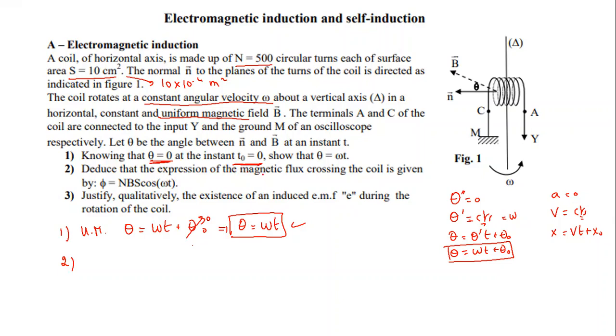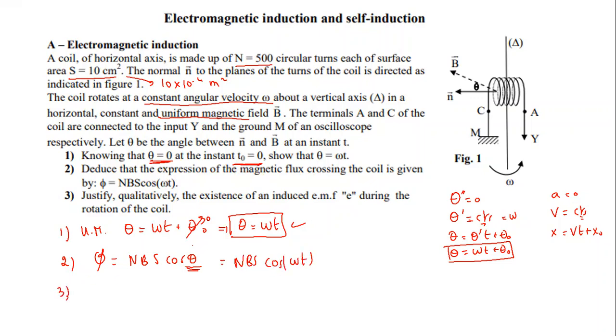2. Deduce that the expression of the magnetic flux is given by. We know that the flux is NBS cosine theta, and all we do here is substitute theta. So it becomes NBS cosine omega t.